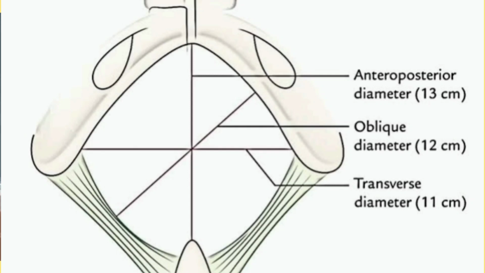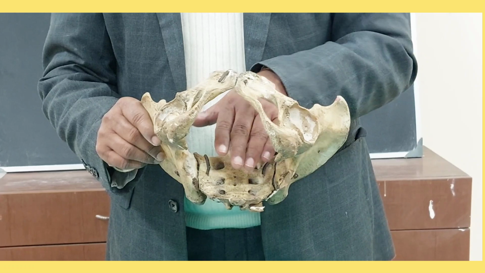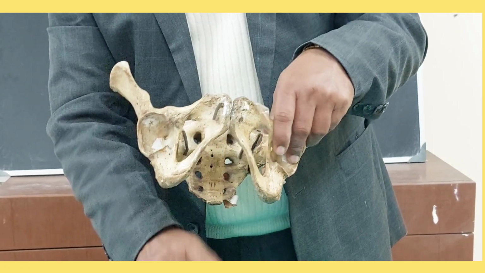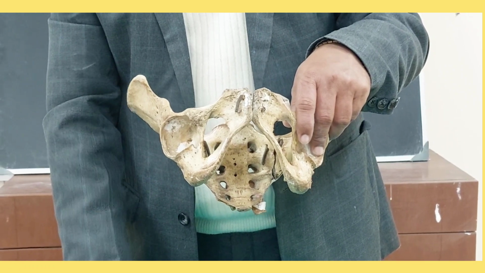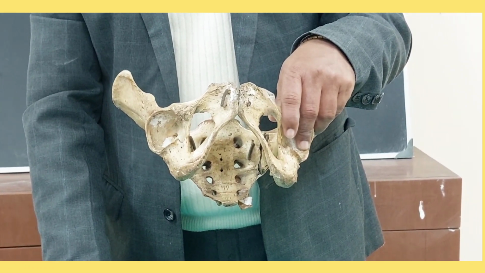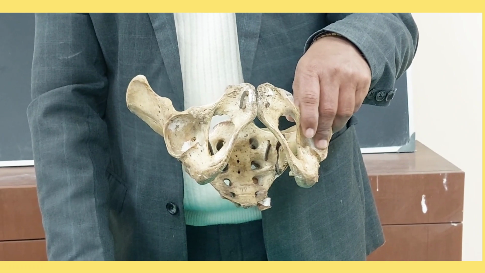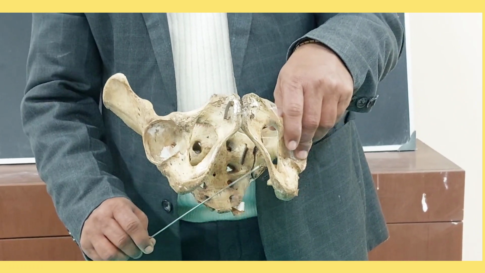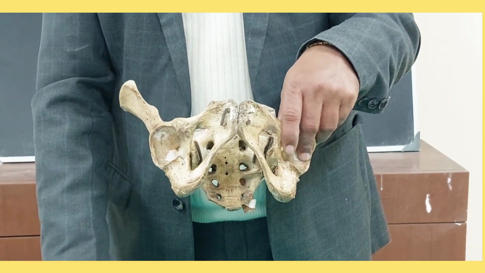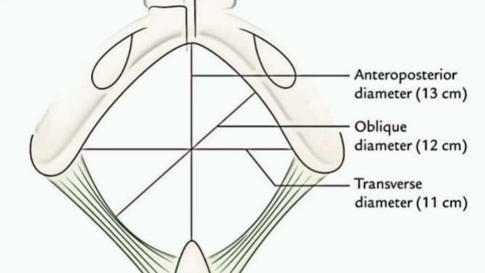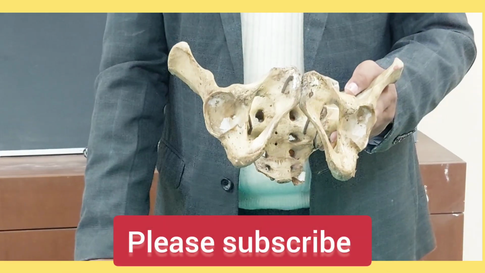For the female, the anteroposterior diameter is about 12.5 centimeters, and the oblique diameter is about 11.8 centimeters, and the transverse diameter is also 11.8 centimeters. So both the transverse diameter and oblique diameter are the same, that is 11.8, but the anteroposterior diameter is more than the oblique and transverse, and that is about 12.5 centimeters. So these are the three important diameters of the pelvic outlet.